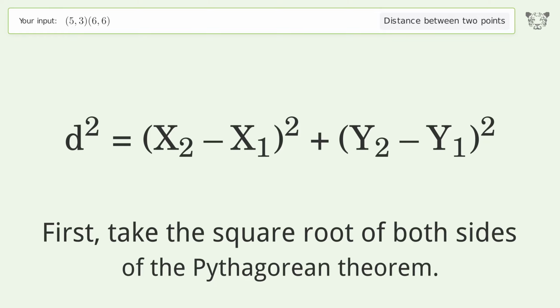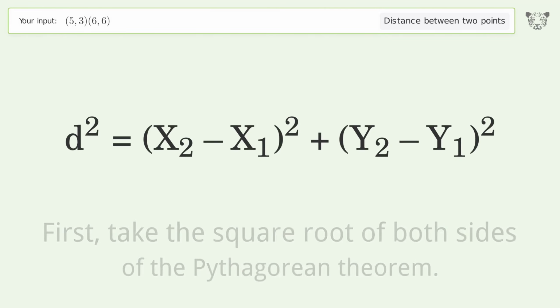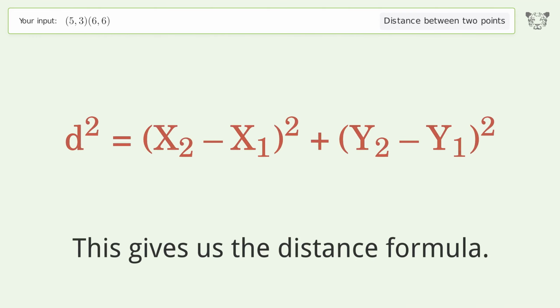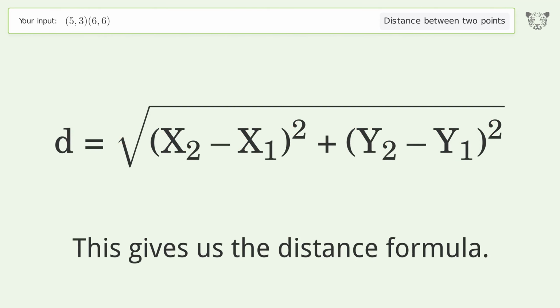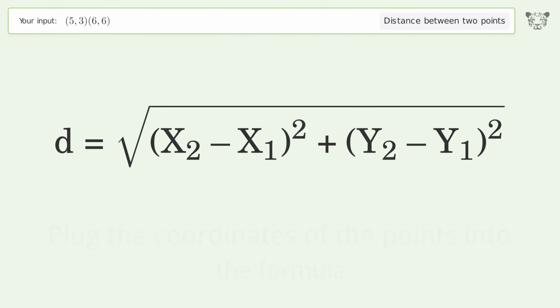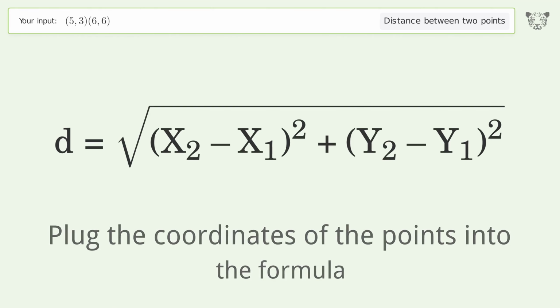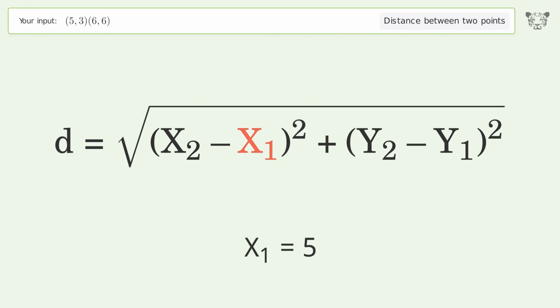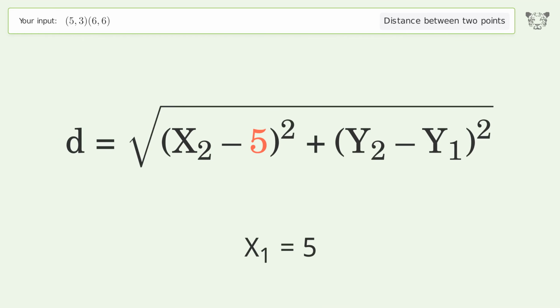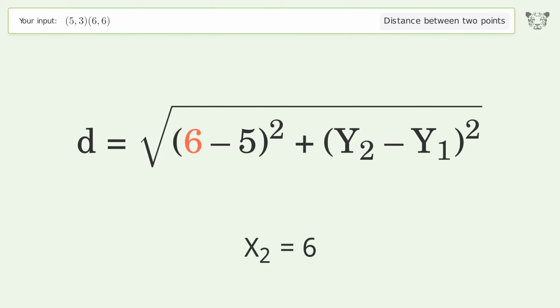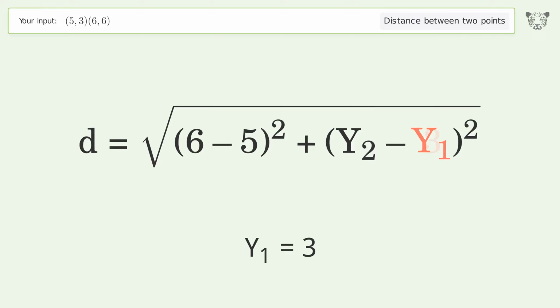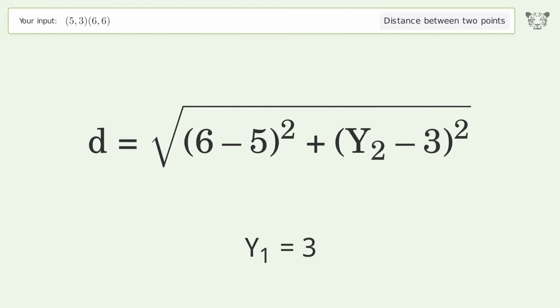First, take the square root of both sides of the Pythagorean theorem. This gives us the distance formula. Plug the coordinates of the points into the formula. x1 equals 5. x2 equals 6. y1 equals 3. y2 equals 6.